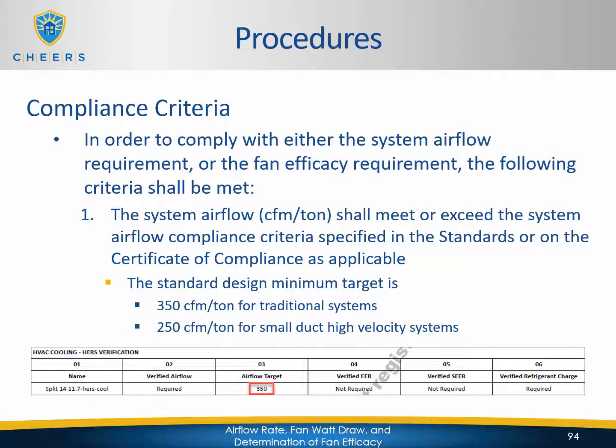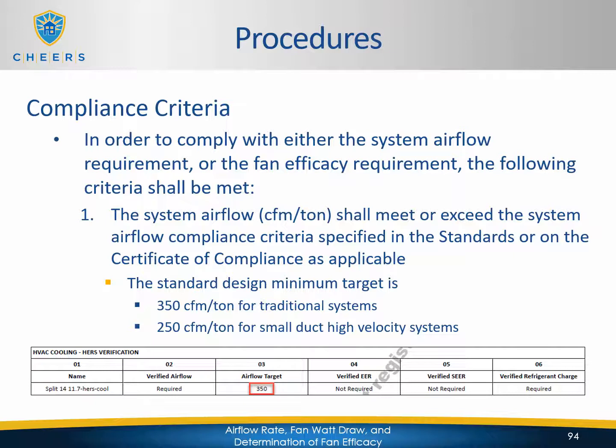So we have two different targets depending on what type of duct system it is. The standard design for a traditional system is 350 CFM per ton, and for a small duct high velocity system, it's 250 CFM per ton. These are both of the standard design or prescriptive requirements.